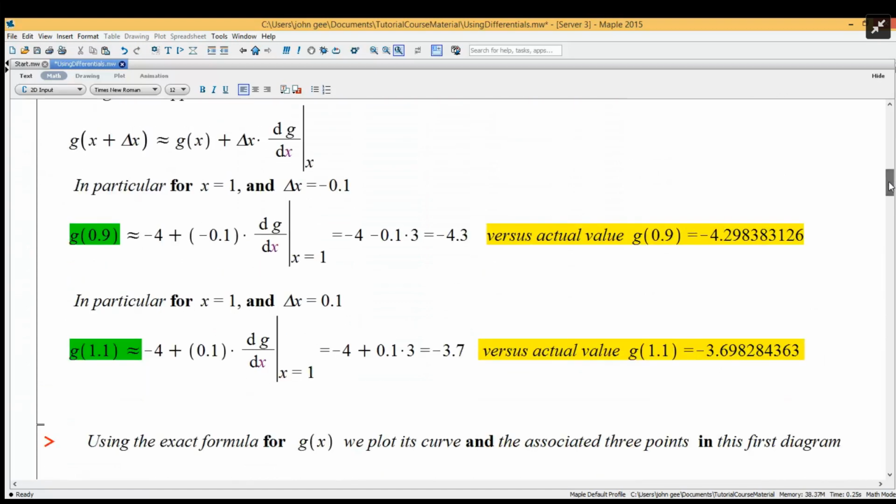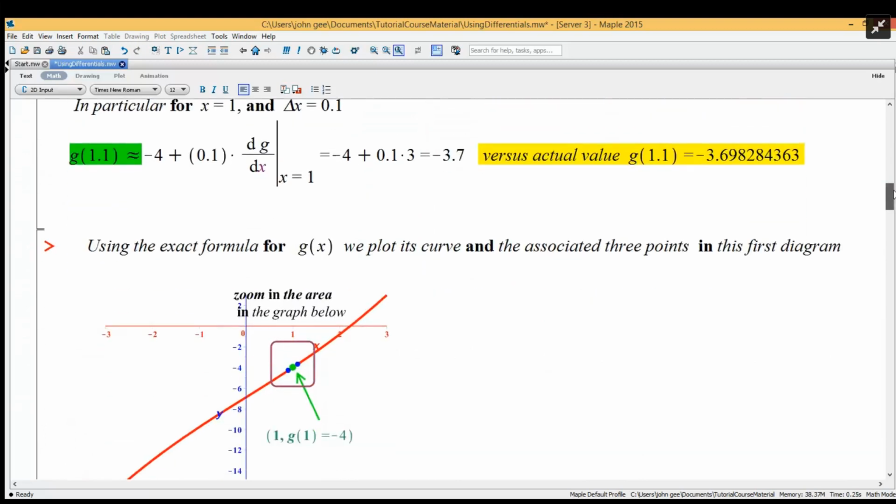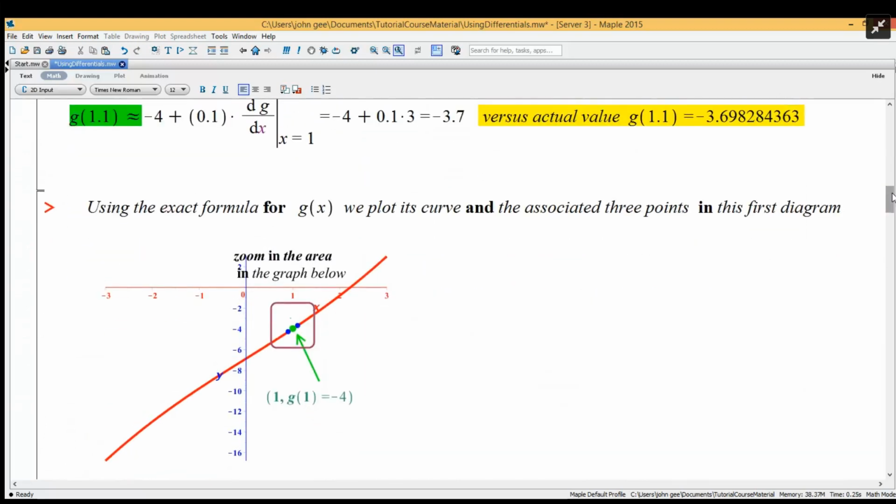And for x equals 1 and delta x equals 0.1, g of 1.1 is approximately minus 4 plus 0.1 times 3, which is minus 3.7. So again, it underestimates, and that's because if you use the exact formula and plot the curve, it looks like this. It's almost like a straight line.